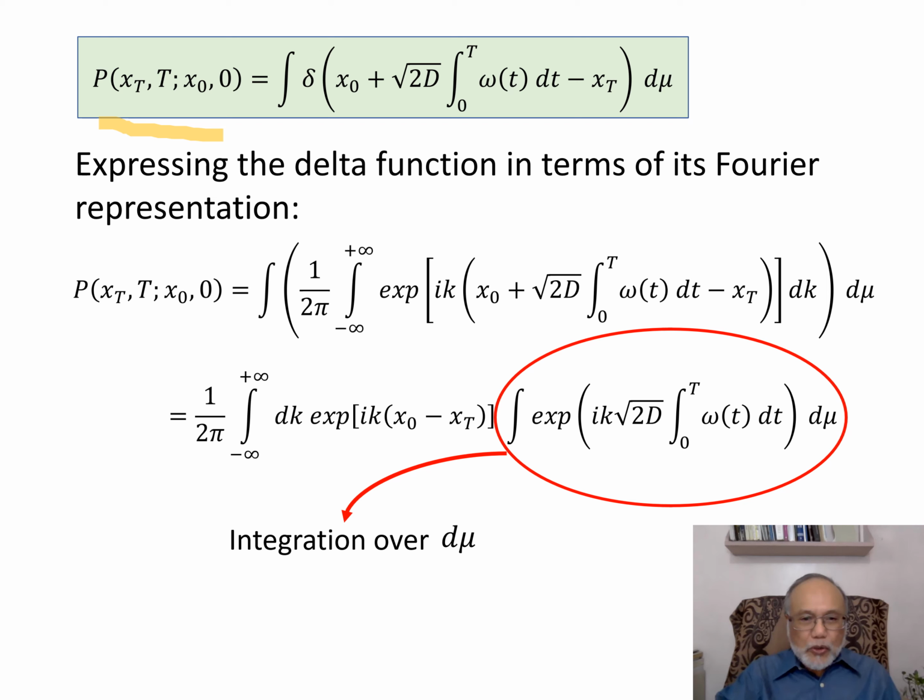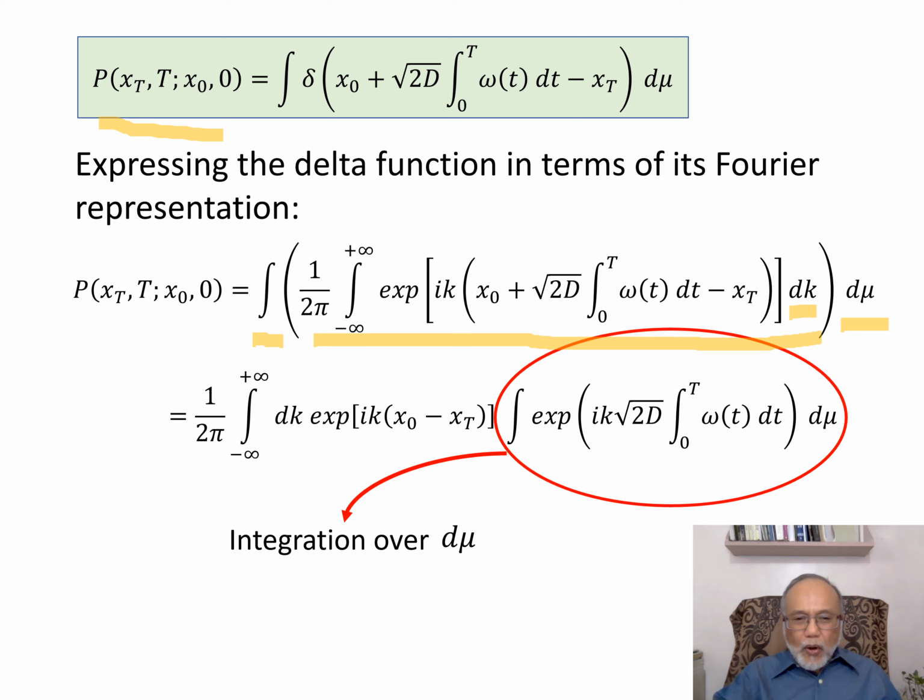So okay, let's try to observe what we have here. We have the original integral over the Gaussian white noise measure, that's summing or integrating over all non-zero paths. And then inside this bracket would be our Fourier representation of the Dirac delta function. So if we can do these two integrals, integral over d mu and integral over dk, the dk arose because we represented the delta function in terms of its Fourier representation, then we're home. I mean, we have succeeded in our task.